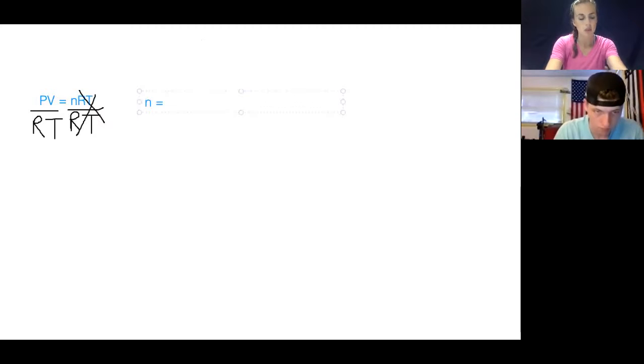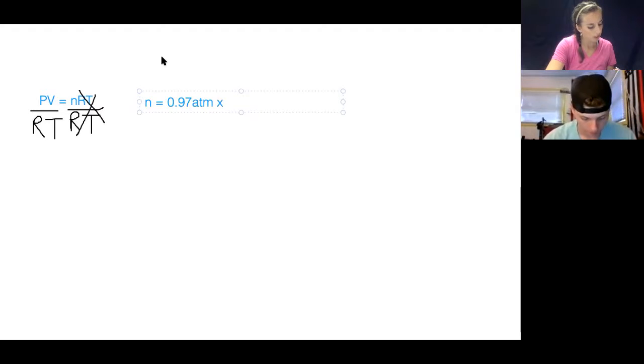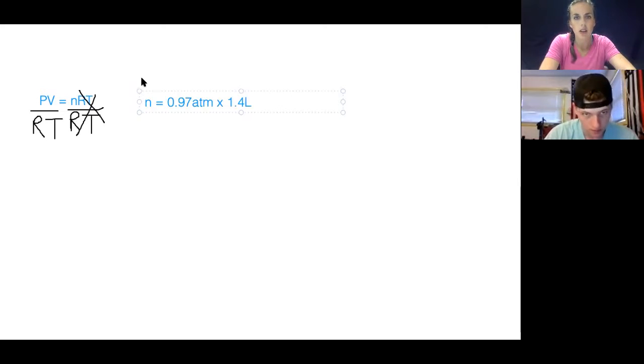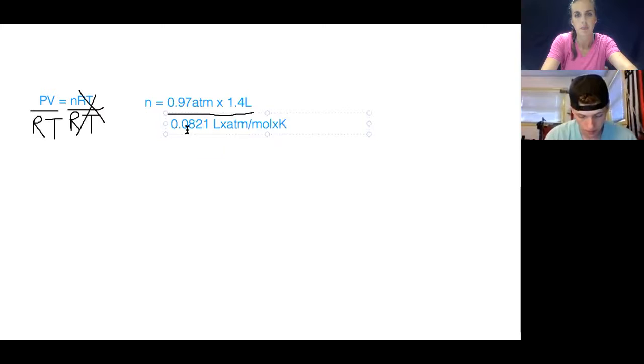So n equals, the pressure they gave me was 0.97 atmospheres times volume, 1.4 liters. Okay, and then all that divided by R, which is 0.0821, and that's liters times atmospheres divided by moles times Kelvin. It's a weird unit.